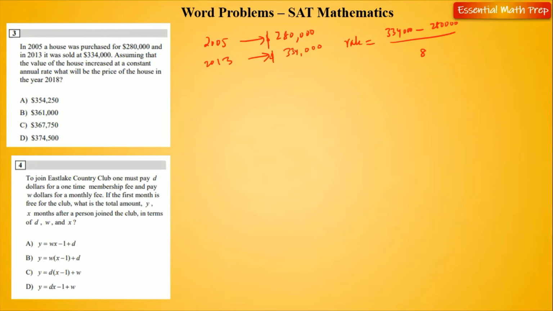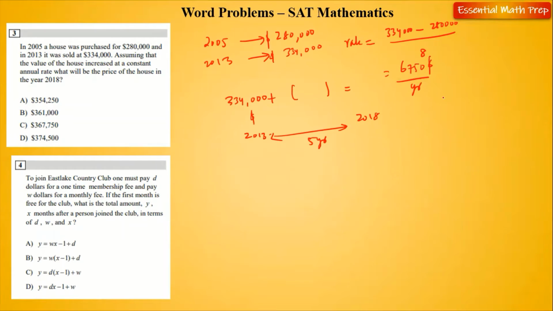So $334,000 minus $280,000 divided by 8 is $6,750 per year. That's the rate, right? You're asked, what would be the cost of the house in 2018? That means you're starting with the base price of $334,000 in 2013. 2018 is a 5-year gap, right? Whatever you're adding will give you the total price of the house in 2018.